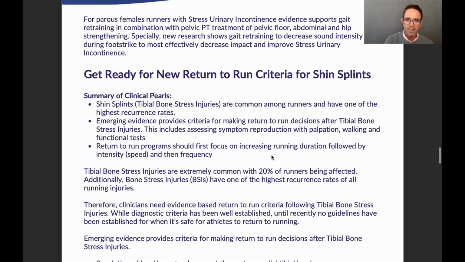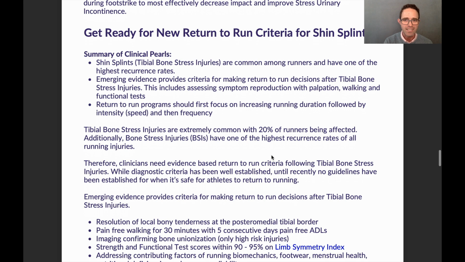So some of the criteria to be able to make return to run decisions, what we're looking for is to be able to assess symptom reproduction with things like palpation, walking, and functional tests. And lastly, with return to run programs, we want to first focus on increasing running duration, followed by intensity or speed, and then lastly, frequency. I'll give you a step-by-step process of exactly how to do that.